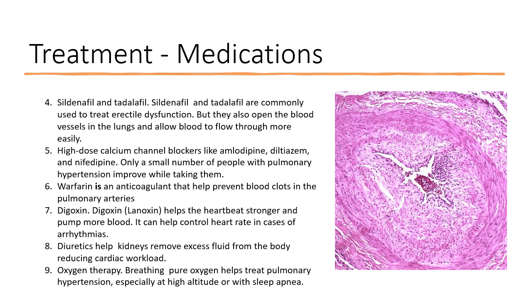Seventh, digoxin. Digoxin helps the heart beat stronger and pump more blood. It can help control the heart rate in case of arrhythmia. Eighth is diuretics, which help the kidneys remove excess fluid from the body, reducing cardiac workload. They also limit fluid buildup in the lungs, legs, and abdomen.